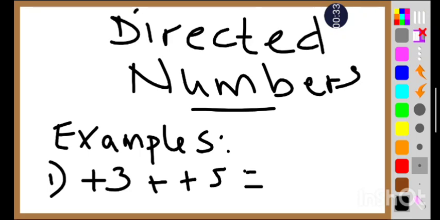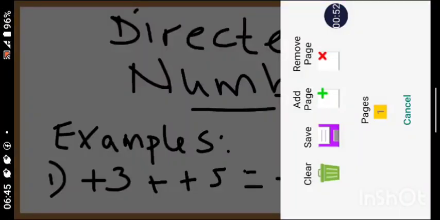The examples that we have here, example 1, a positive 3 plus positive 5 gives us positive 8. Now there are several methods.